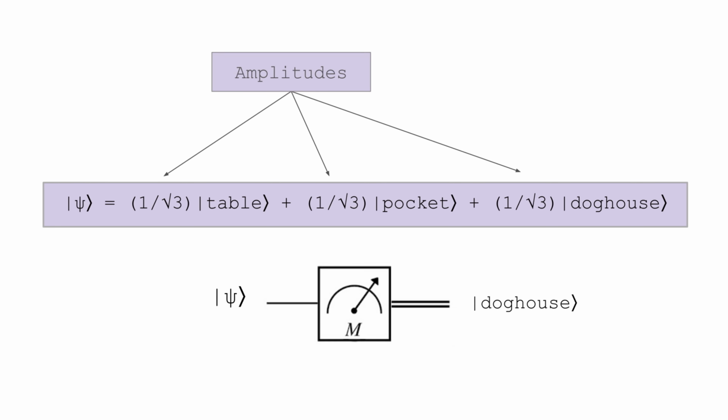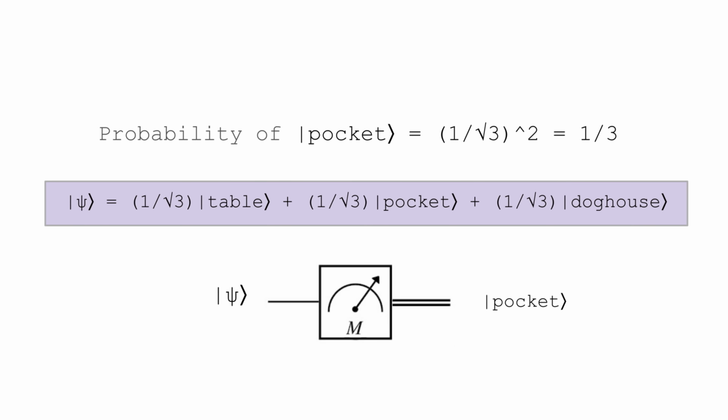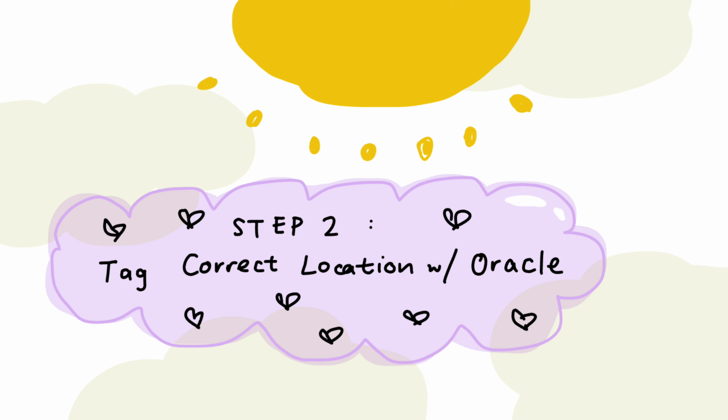Every state in the superposition has a number attached to it called an amplitude. The square of that amplitude is the probability that the measurement will pick that state. And Grover's algorithm works by pushing up the amplitude of the right answers and pushing down the amplitudes of the wrong answers until the correct location becomes overwhelmingly likely when we measure.